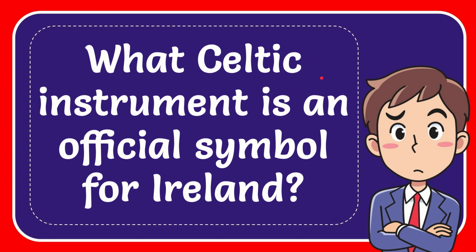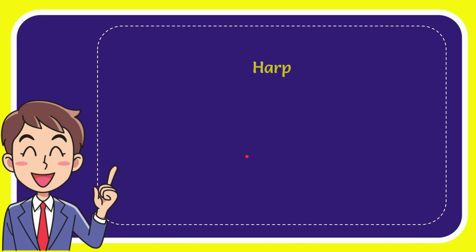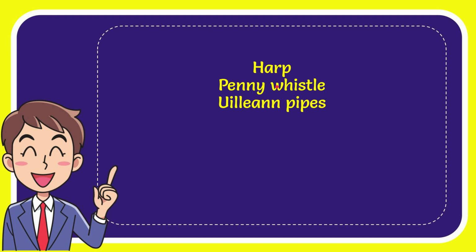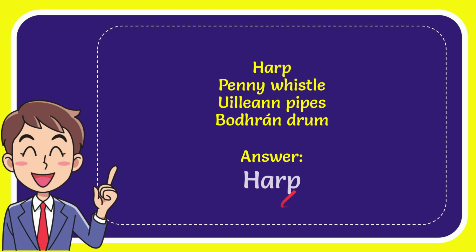In this video, I'm going to give you the answer to this question. The question is, what Celtic instrument is an official symbol for Ireland? I'll give you a list of the options, and here's the list. The first option is harp, the second option is penny whistle, the third option is whirlwind pipes, and the very last option is bodhrán drum. And the correct answer for the question is harp. Well, that's the essence of the question.